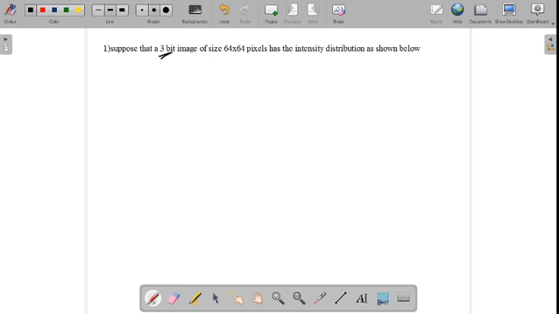It's a 3-bit image. So if it's 3-bit, the number of levels would be 2 to the power of 3. It's nothing but 2 to the power of k. So how many levels would there be? There will be 8 levels. Clear with that?